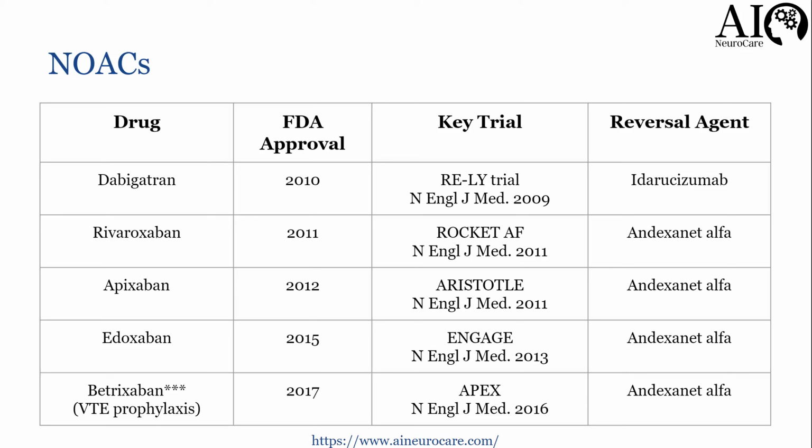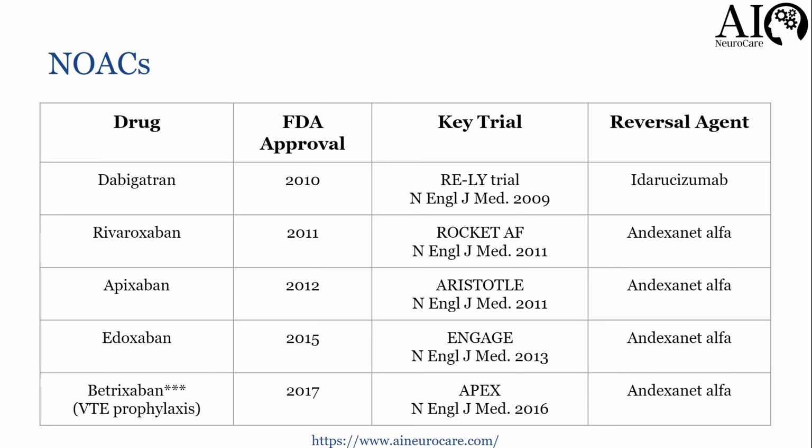The other 3, rivaroxaban, apixaban, and edoxaban, were subsequently approved by FDA in 2011, 12, and 15, based on the ROCKET AF, ARISTOTLE, and ENGAGE trials, and all of them have a similar FDA approved reversal agent, andexanet alfa.